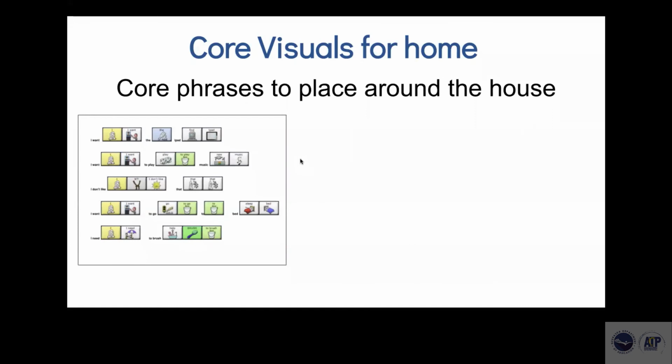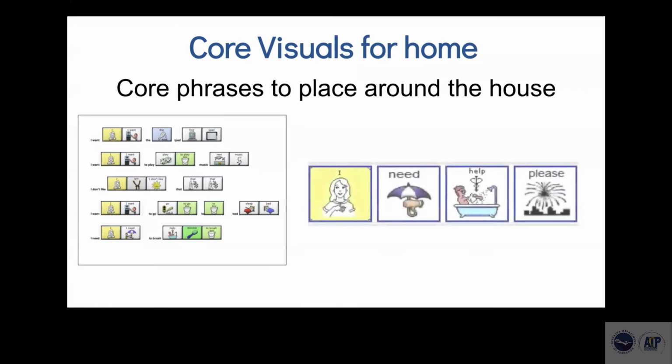We also provide parents with core visuals for home. So a lot of parents will ask for specific phrases that they would need help with modeling or visual supports for their child to remind them of the words they can use. So this particular one says, I want the iPad. I don't like that. I want to go to bed. I need to brush my teeth. And then even just individual ones, like we'll cut them out and laminate them and give them to parents.